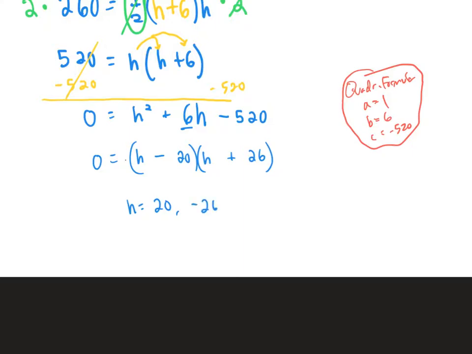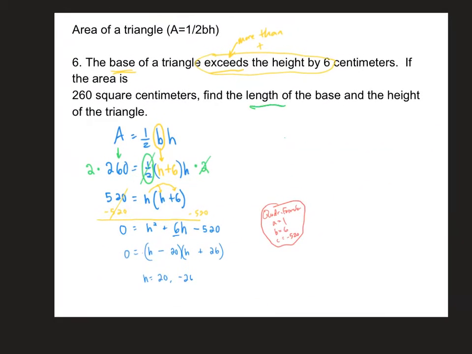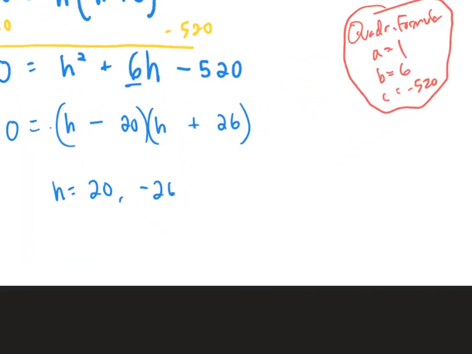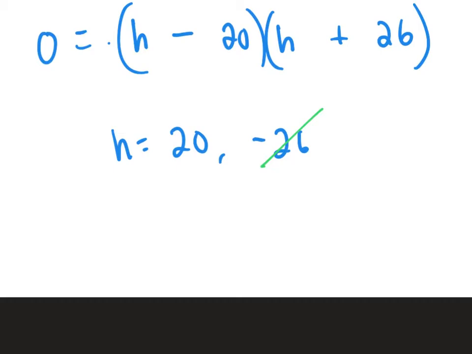So keep in mind, we are talking about length of the base and the height. Length and height are always positive, so this negative 26 isn't a reasonable answer. So the height would be 20, and since the base is equal to the height plus 6, you just have to add 6 to whatever the height was, so you end up with 26.